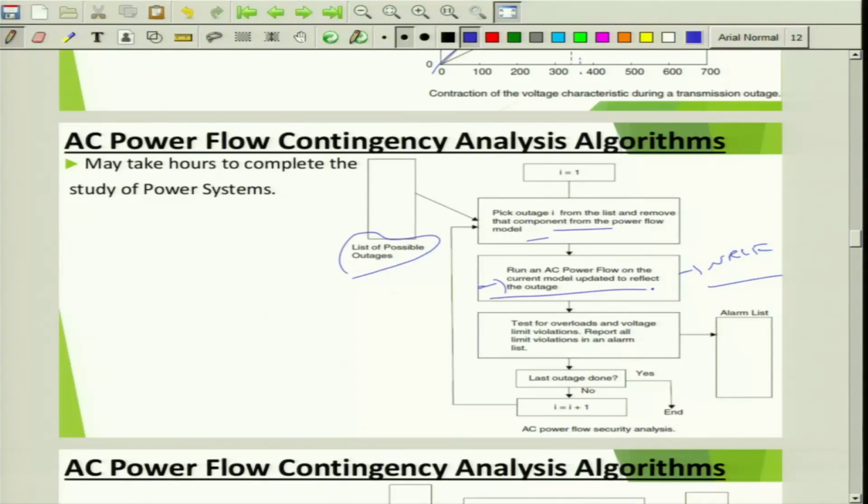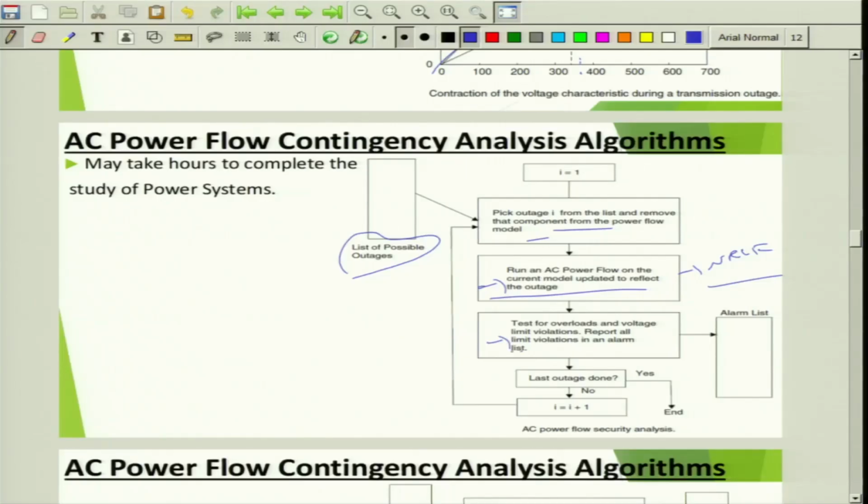So you carry out AC power flow and see what the voltage and phase angles are at different buses, and whether any line limit is exceeded at specific lines due to changes in the voltage profile or phase angle differences. That means test for overloads and voltage limit violations, and report all limit violations in an alarm list. If there is a violation, report it. Then similarly you do it for all the case studies, right.